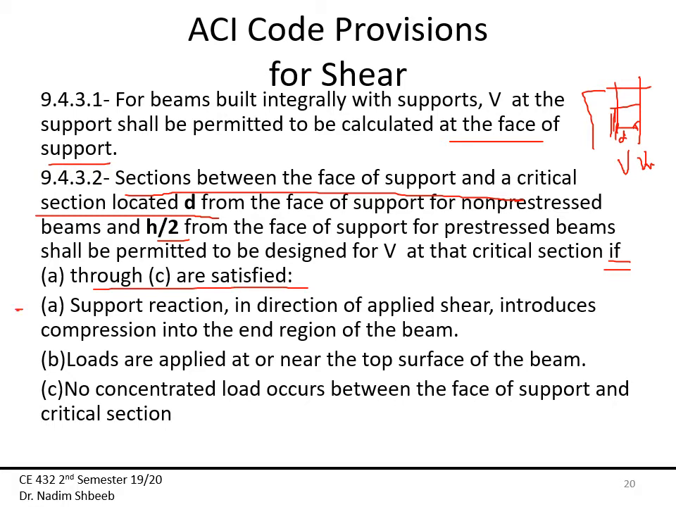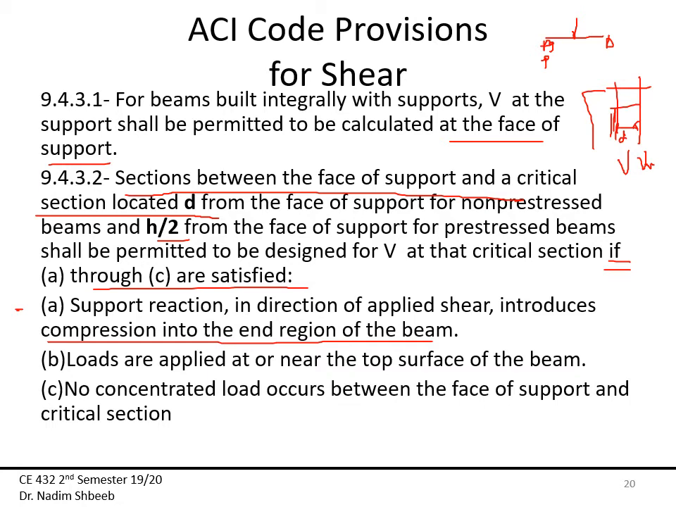A, the support reaction in the direction of applied shear introduces compression into the end region of the beam. That's usually the case if I have a regular beam like that, and I'm putting a load over here, and this is my reaction. This reaction will introduce compression here, so I can take my ultimate or my critical section at distance d.